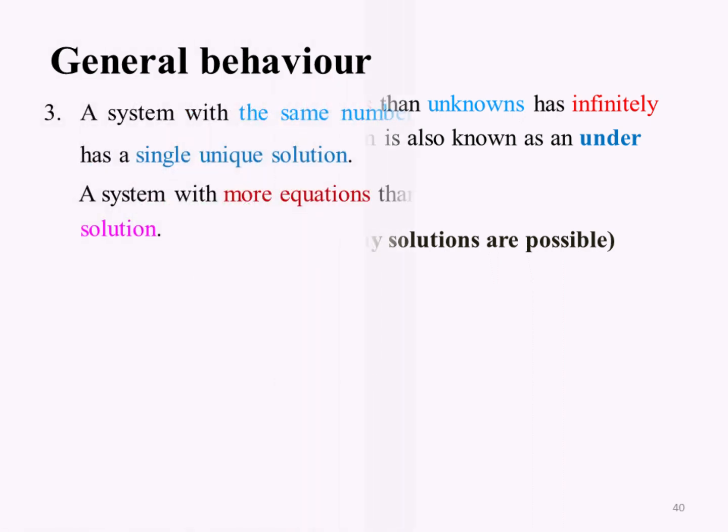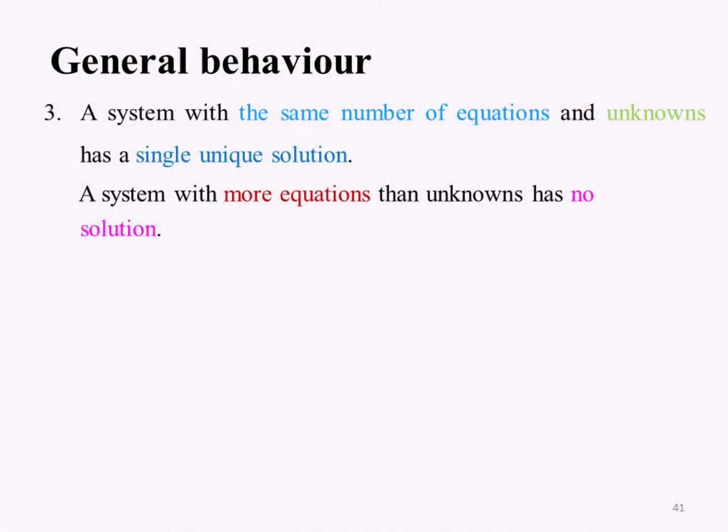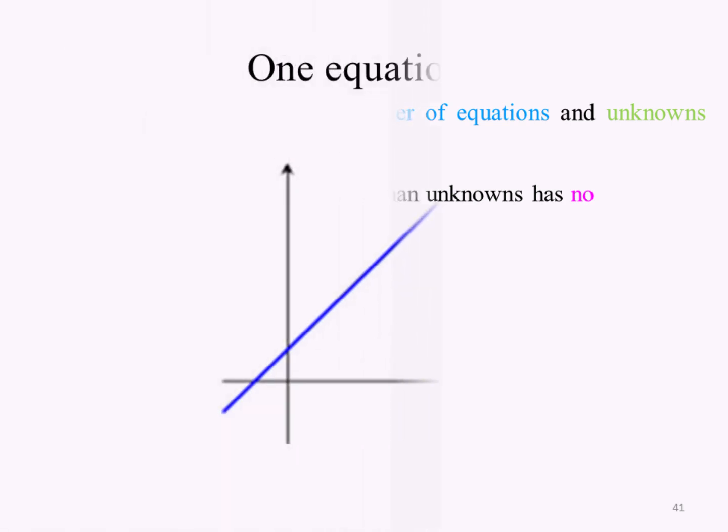Another case is when the number of equations and the number of unknown variables are equal, and that will be the case where we have a single unique solution. And a system with more equations than variables has no solution. These 3 characteristics are very important to understand and to apply.